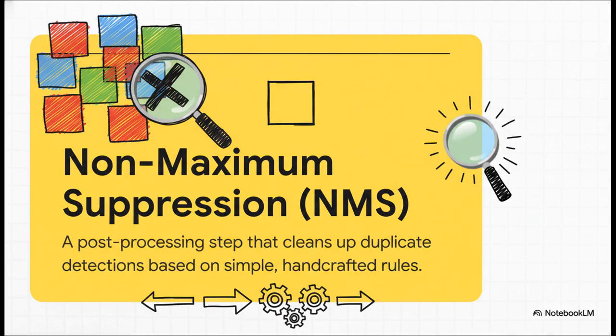Well, they tacked on this separate, handcrafted step called non-maximum suppression, or NMS. And its job was pretty simple. Just look at all those overlapping boxes for one object and delete the extras. It was a blunt tool, but for a long time it was what we had.